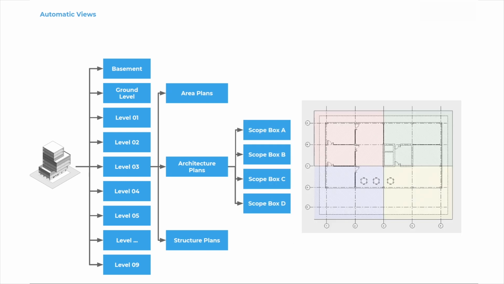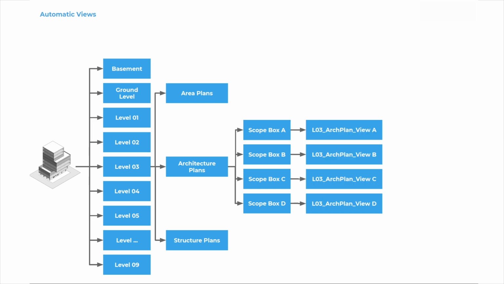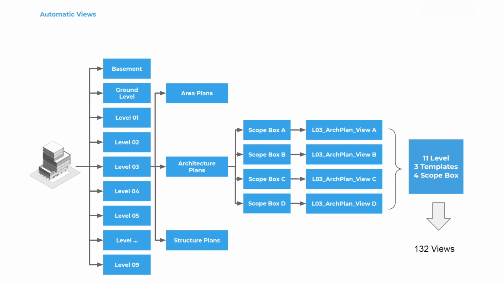Since the floor plan is very big, it will not fit in the sheets, so we have divided it in 4 zones by using 4 scope boxes corresponding to zone A, B, C, and D. So we want to create a view for each scope box from each view template and for each level. If we multiply the 11 levels by 3 view templates per level and 4 scope boxes per view template, that gives us a total of 132 views we need to create.